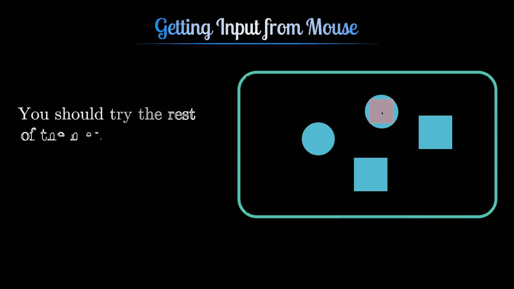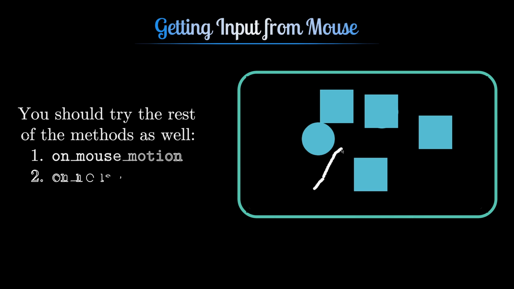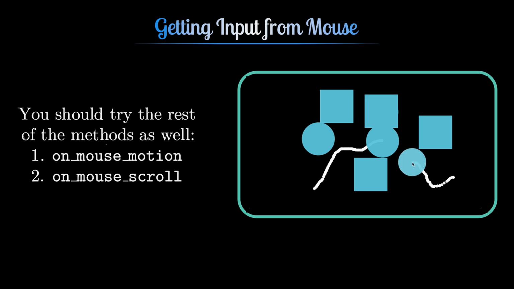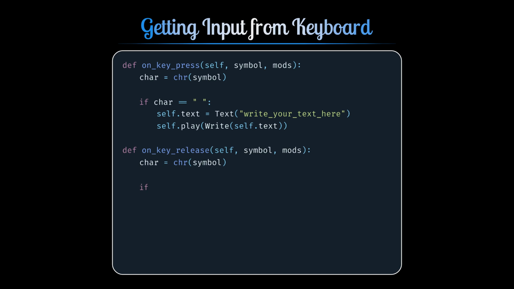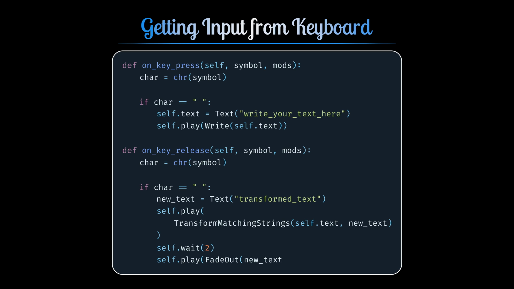There are two more functions left of the mouse events, on mouse motion and on mouse scroll. We'll use them when the time comes. Now it's time to take some input values from the keyboard as well. For keyboard events, there are only two methods, on key pressed and on key released.